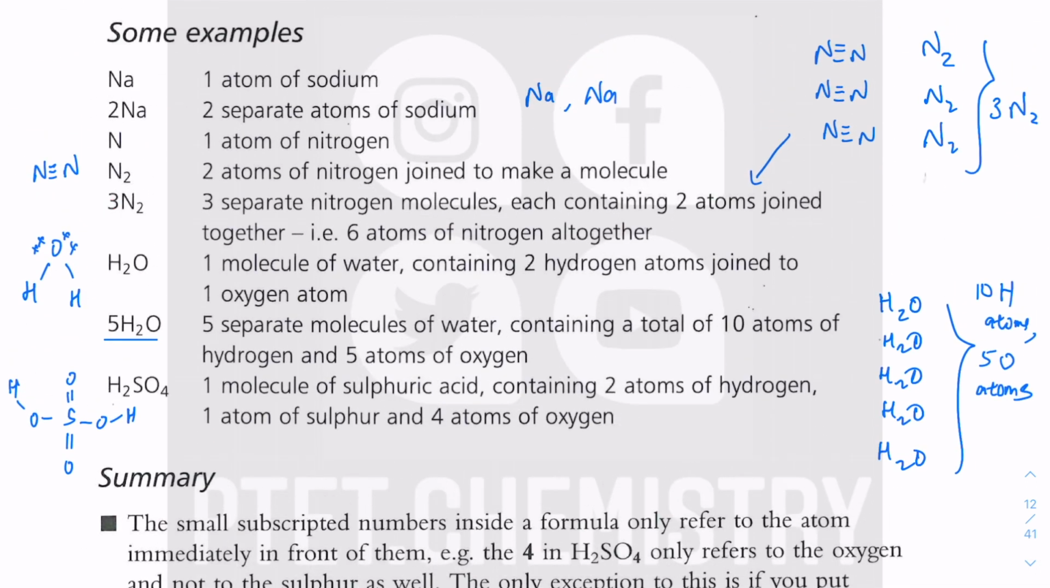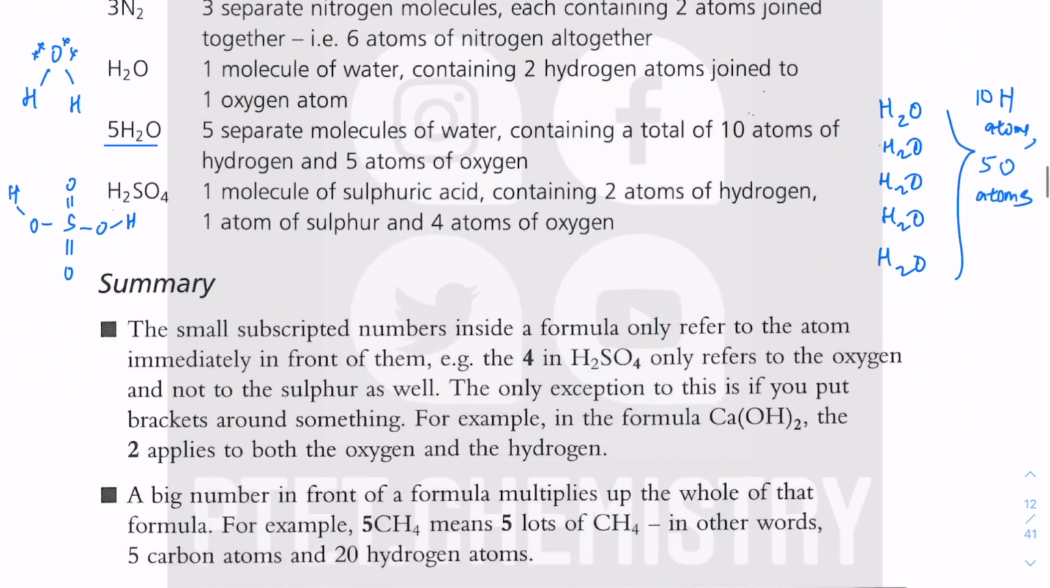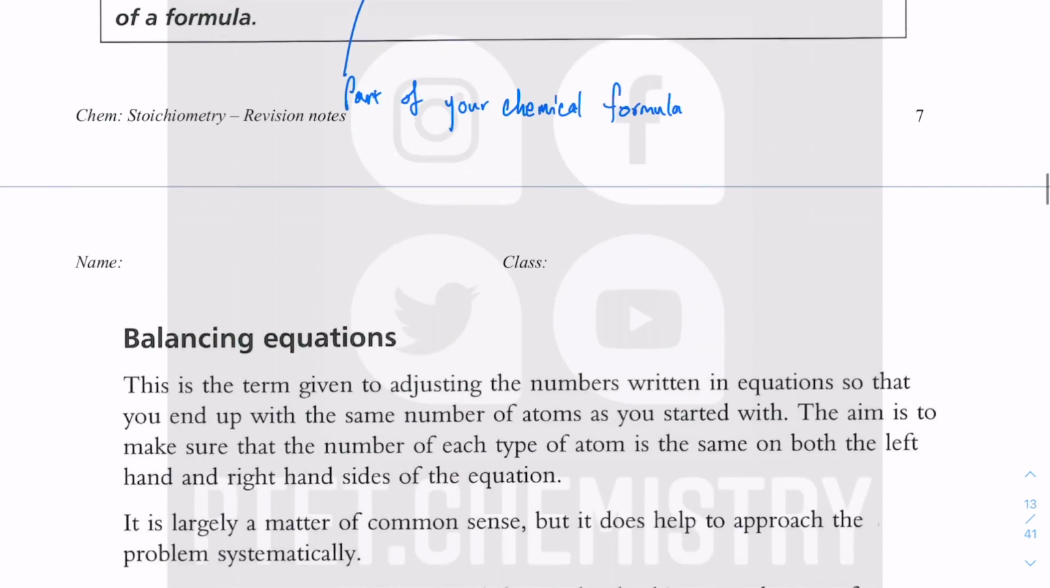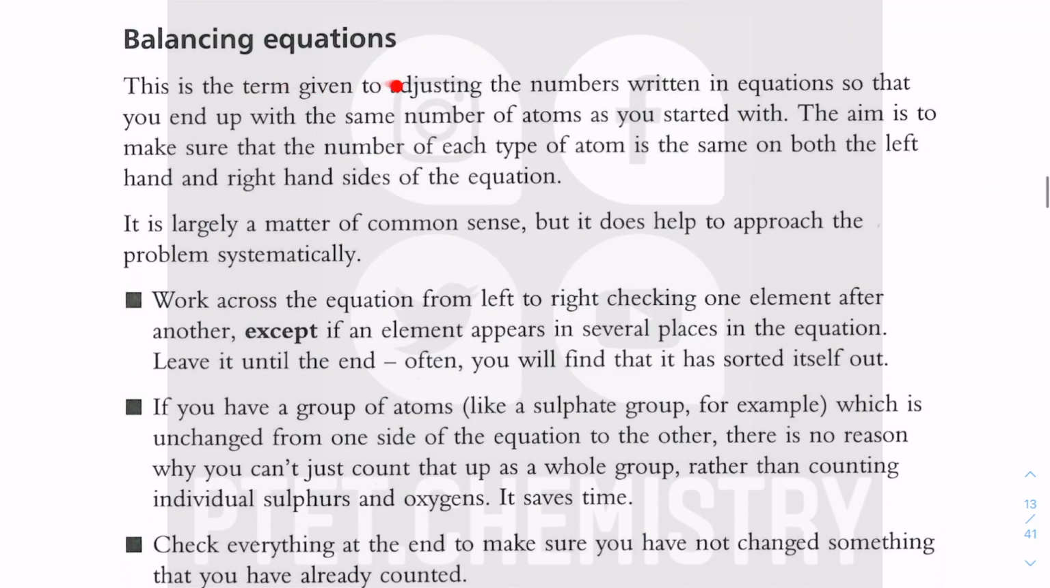And when we change the number in front, it can also affect how many of each of the atoms we have. So we must be very careful about counting all of these and understanding the terminologies involved. All right, balancing equations in essence. So what can be advised?